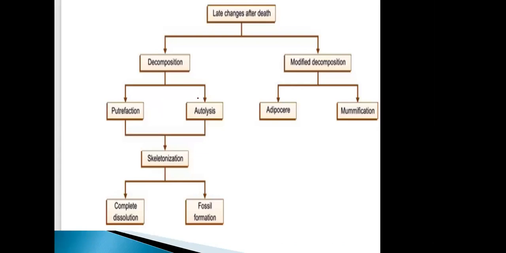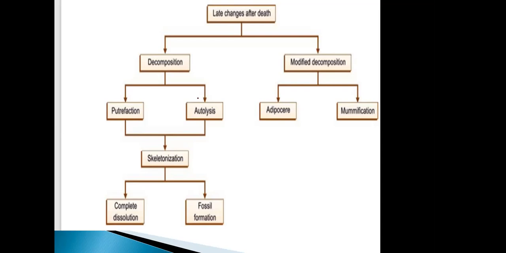And that is about the early changes. So we have seen rigor mortis, algor mortis, and livor mortis. What is algor mortis? It is the cooling of the body. Immediately after death, the body temperature will fall. The best place to note the temperature is the rectum, using a rectal thermometer. That is called algor mortis.